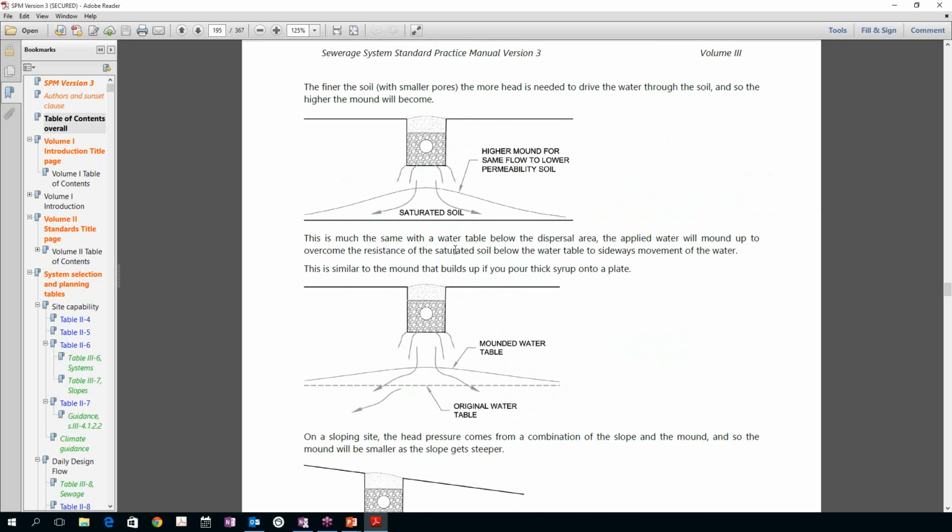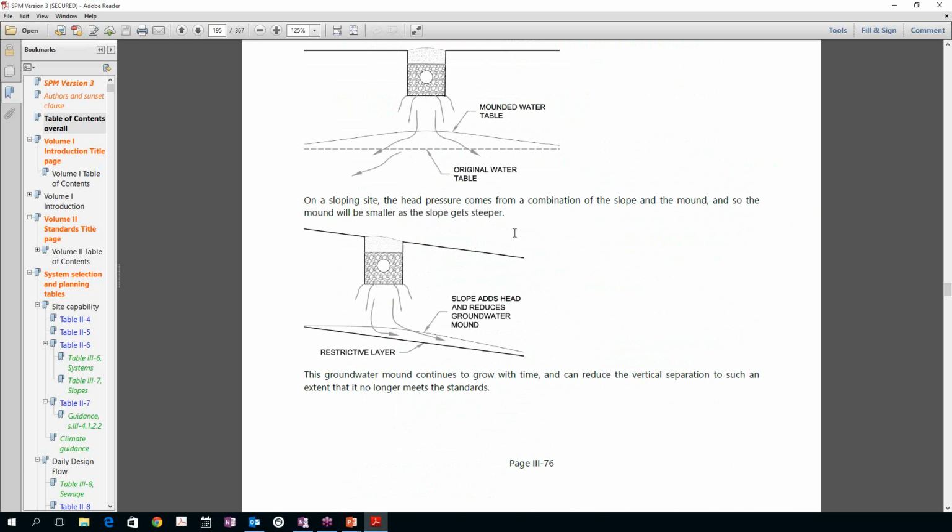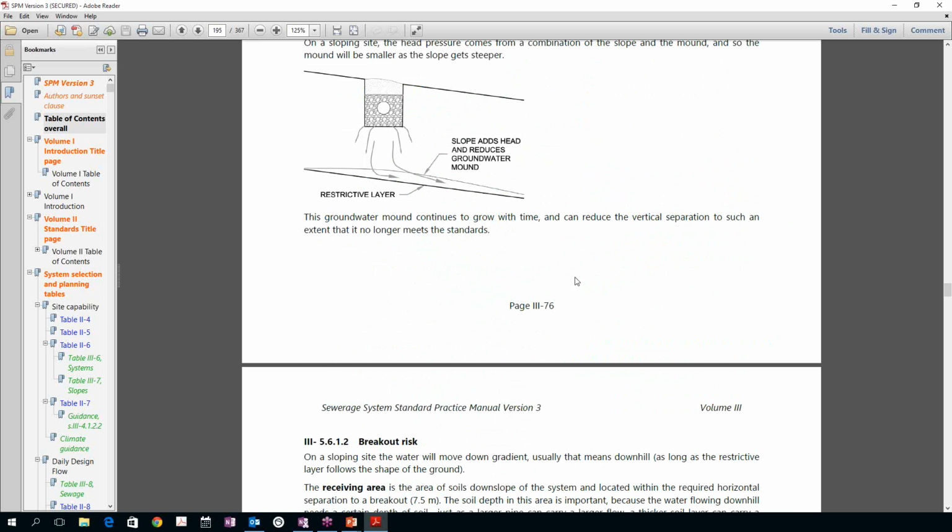Next diagram. Higher mound for same flow to lower permeability soil. Mounded water table. Slope reduces the effect, similar to pouring maple syrup on a plate. If it's a level plate, the mound of maple syrup will be higher than if it's a sloped plate. Right? It's probably intuitive.